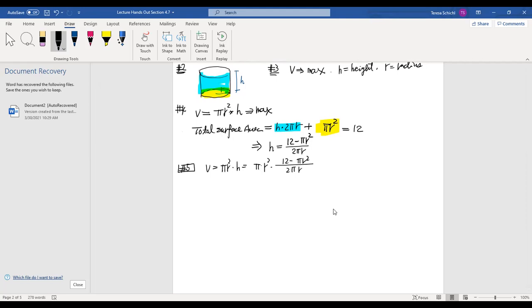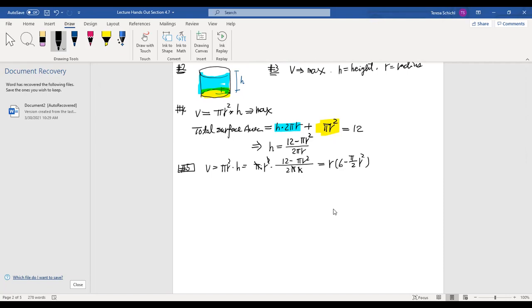So in here we can say the pi and the pi here cancel, and the r, I can cancel r, and now the 2, you divide by there, so this is r times 6 minus pi over 2 r squared, right?